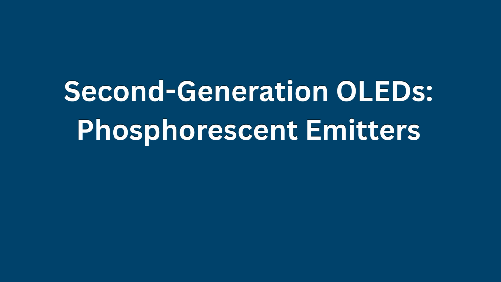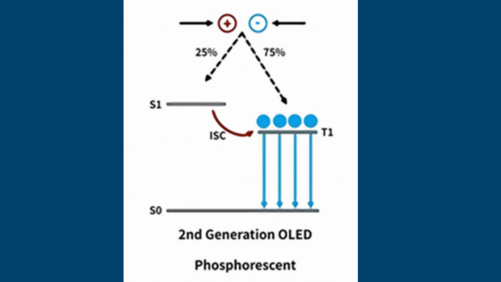Second-generation OLEDs: phosphorescent emitters. Second-generation OLEDs employ heavy metal complexes, for example, iridium and platinum, to harvest both singlet and triplet excitons via strong spin-orbit coupling. This enables phosphorescence from the triplet state, T1 to S0, achieving theoretical IQEs of 100%.